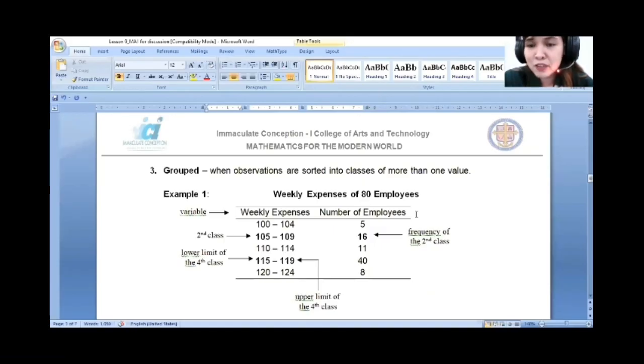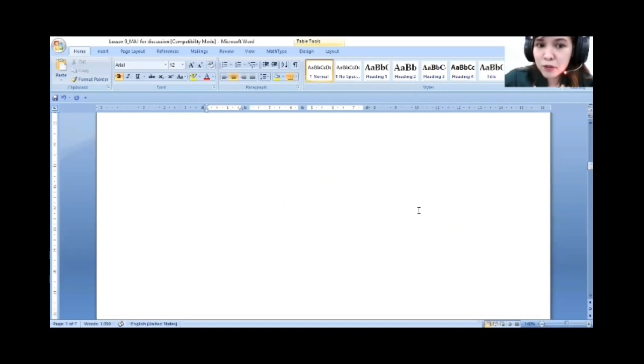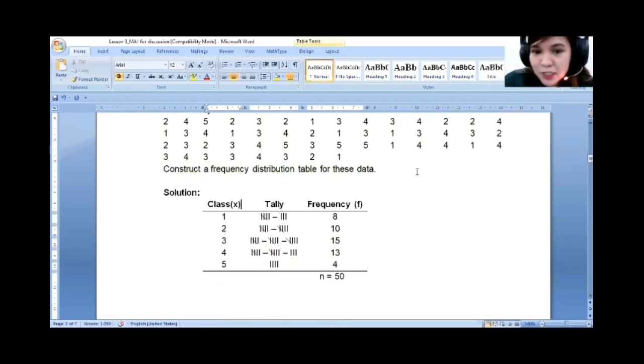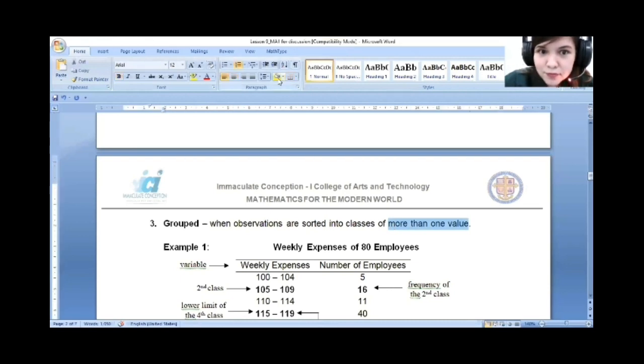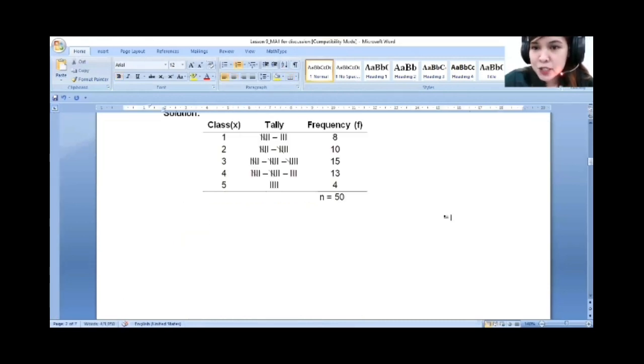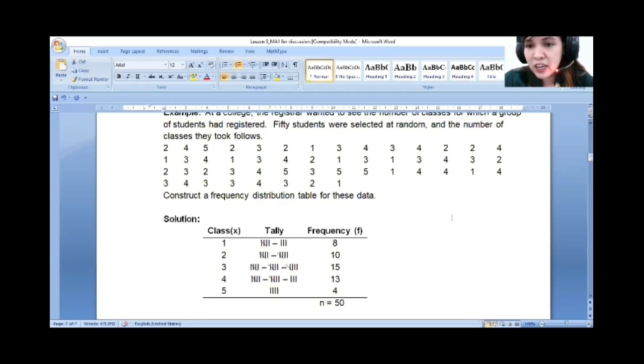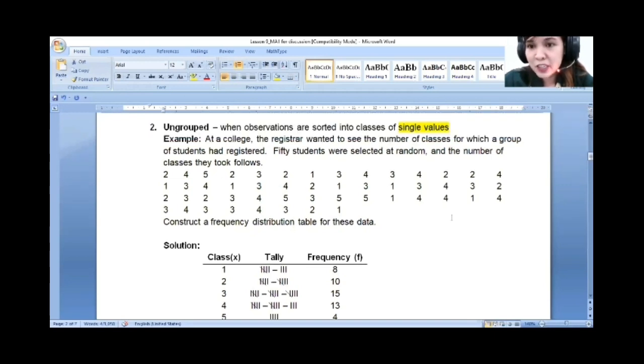Ano po ang pinagkaiba nito sa number 2? Sa number 2, ang sabi, single values. Dito ang sabi, more than 1 value. Okay? Kumbaga dito, class, magiging category mo kasi, konti lang yung range ng category dito, di ba 1 to 5. So, pwede mo na siyang isa-isahin.